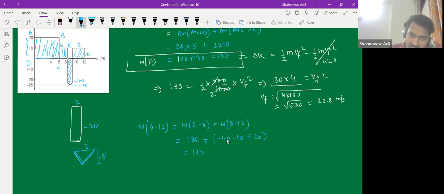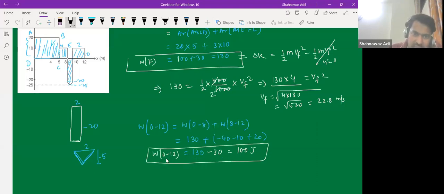130 minus 50, right? Plus 20. Minus 50 plus 20 is minus 30, right? So minus 30. So this would be how much? This would be 100. So from 0 to 12, this is 100.